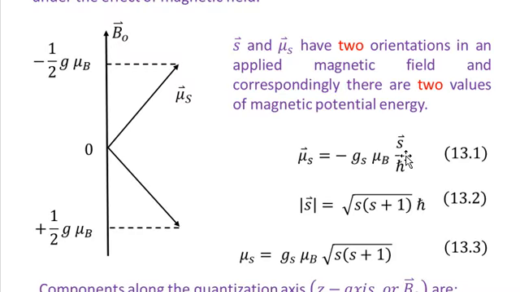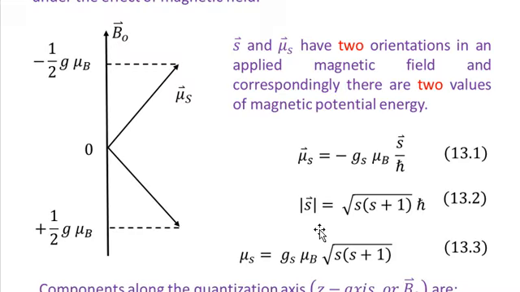And here I am going to discuss the pure spin magnetism. That is, the orbital magnetism is not present. Only pure spin magnetism is present. And I have written down the relationship in equation number 13.1 between the vectorial form of the spin magnetic moment and the spin angular momentum.